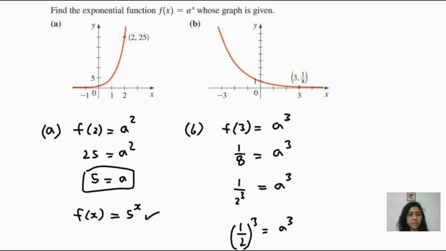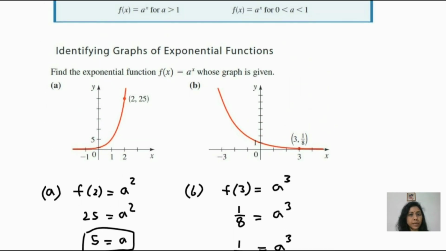So it is a very simple question. You can easily find the exponential function equation in this form from the graph. But if you have any doubt, please ask me.